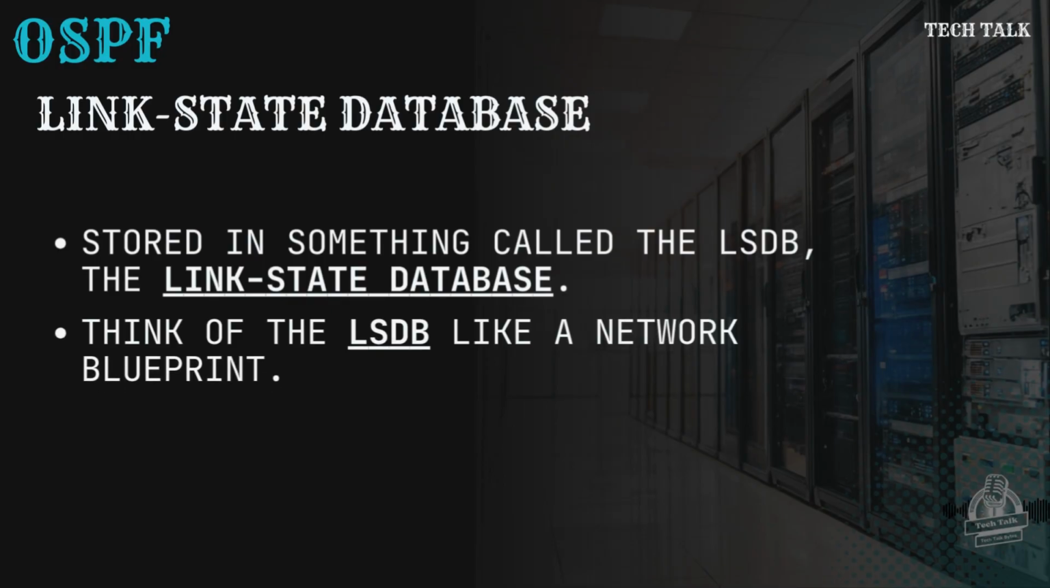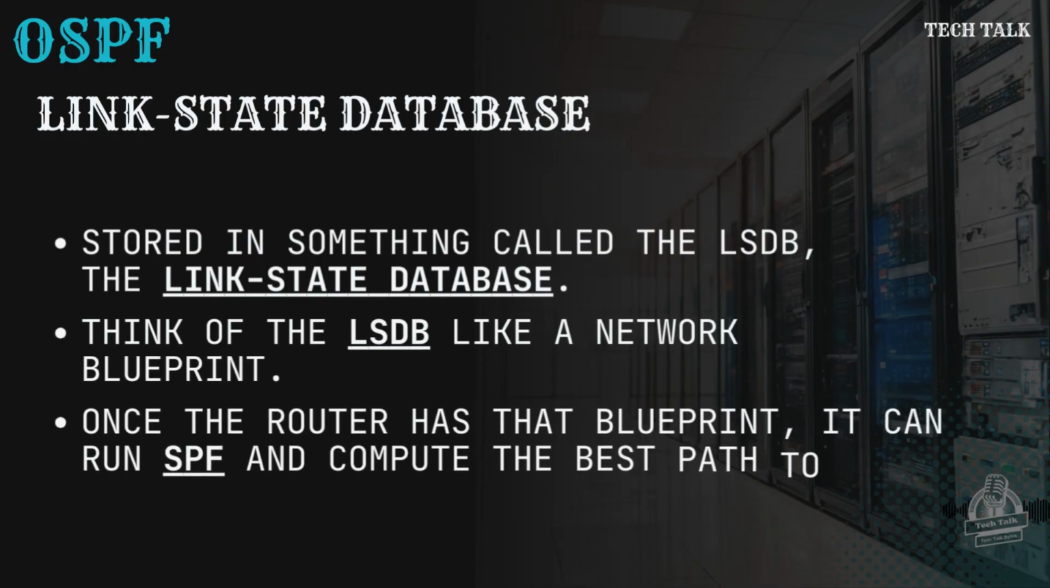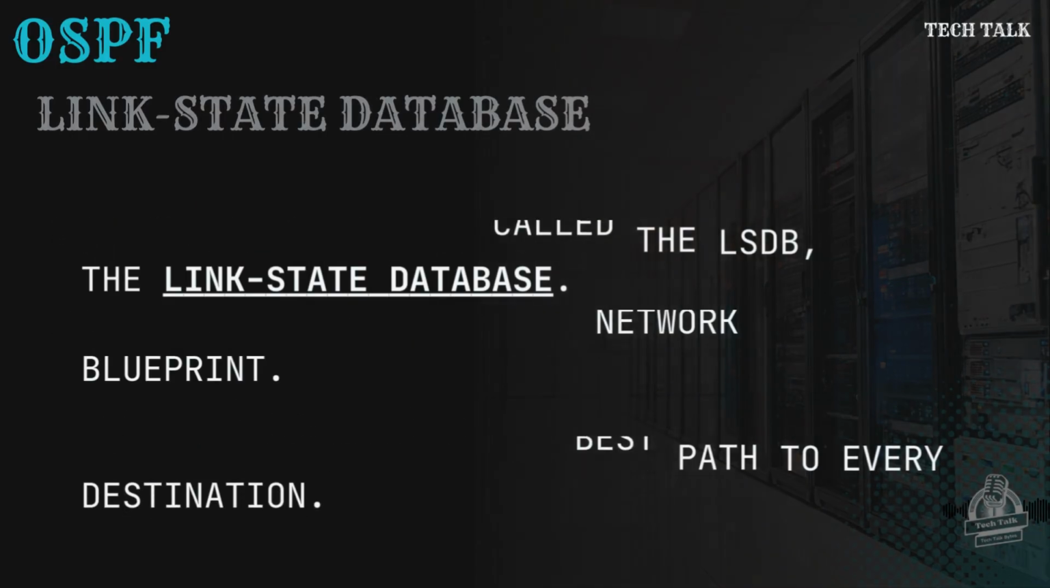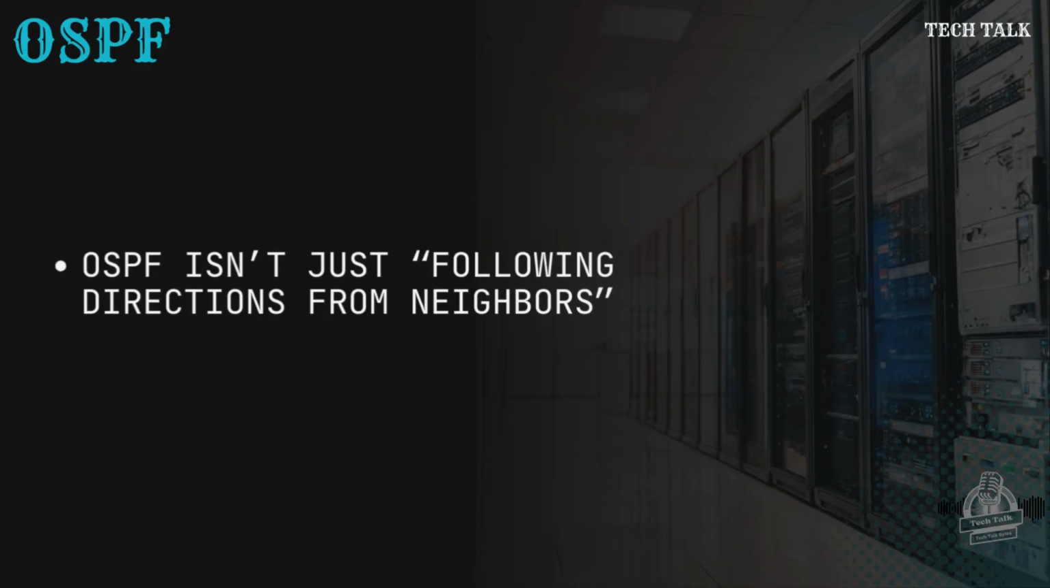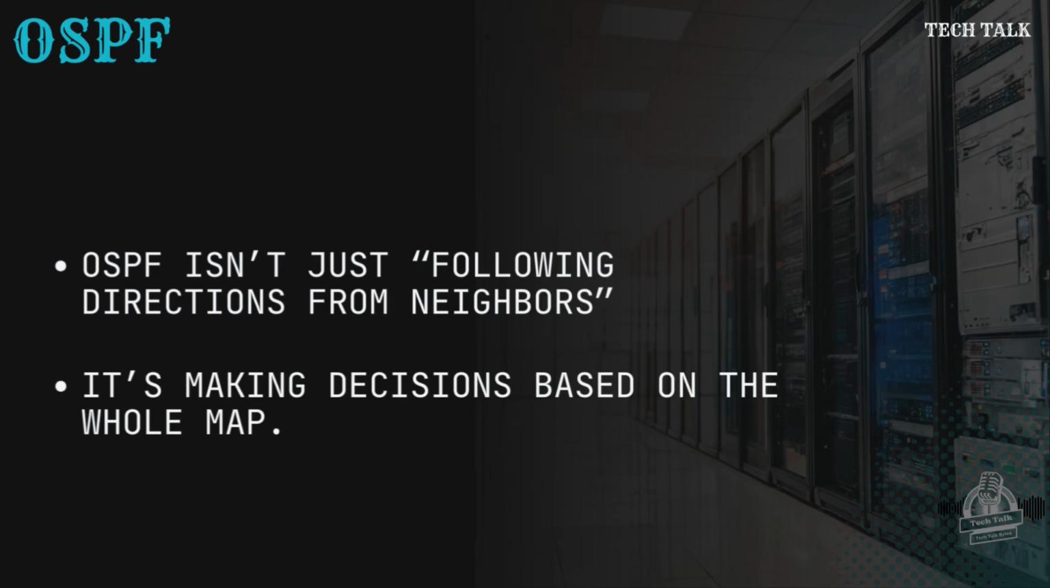Think of the LSDB like a network blueprint. Once the router has that blueprint, it can run SPF and compute the best path to every destination. And here's the payoff. OSPF isn't just following directions from neighbors. It's making decisions based on the whole map.